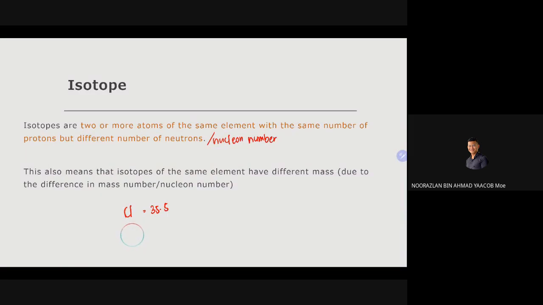Okay, chlorine is composed of isotope 35 and 37. Yes, sorry, 36 and 35 and 37, yes. So chlorine is made up of chlorine 35, chlorine 37. Okay, these two have different mass.